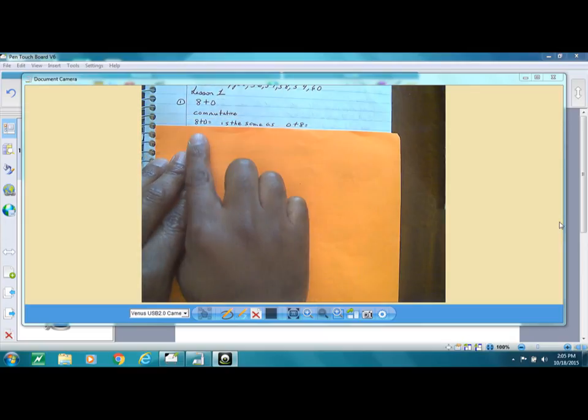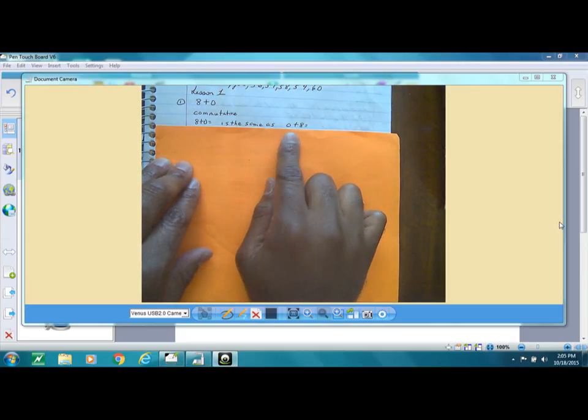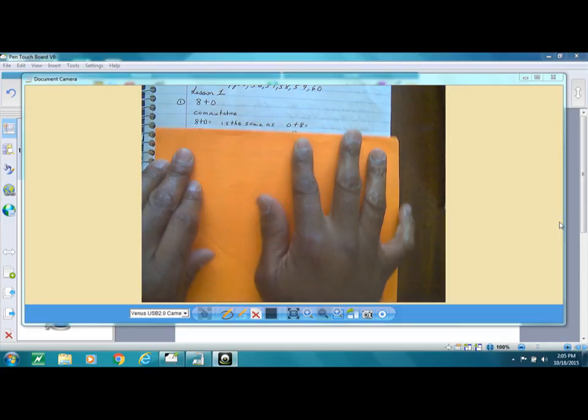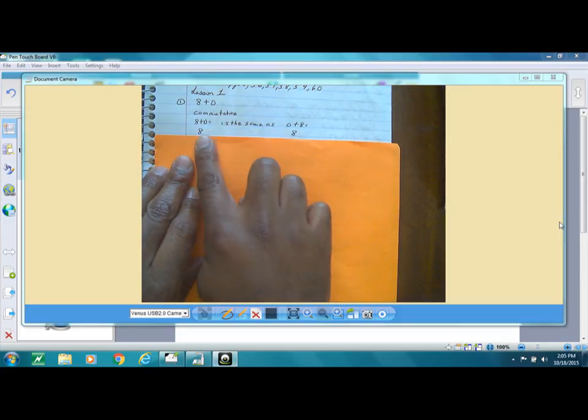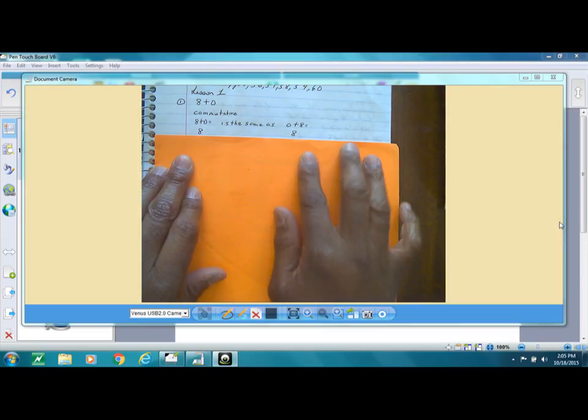What the commutative property means is 8 plus 0 is the same as 0 plus 8. 8 plus 0 is 8. 0 plus 8 equals 8.